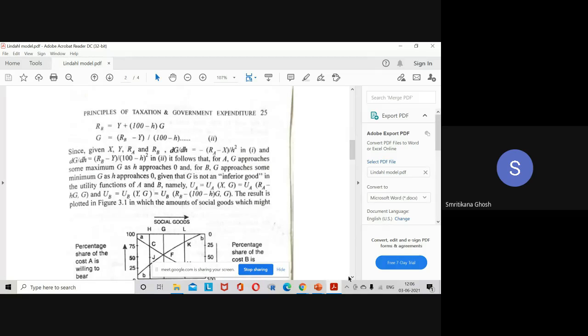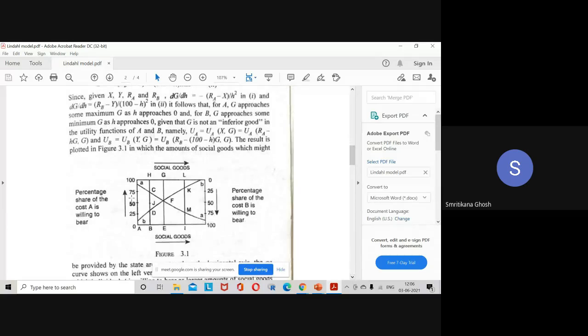So here, what is the diagram? Let me go to the diagram. This is the Edgeworth box diagram. This is the origin of individual A and this is the origin of individual B. The social good is measured from left to right, and for individual A, the percentage share of the cost that individual A is willing to bear is the willingness to pay. This is measured from the origin of individual A, and for individual B it is from the origin of individual B downward.